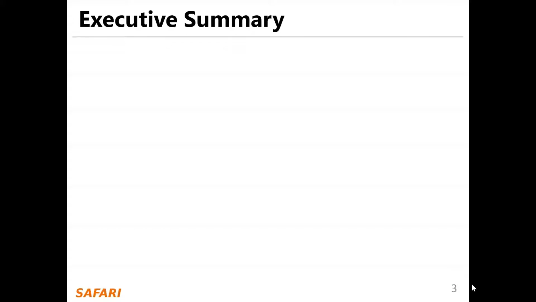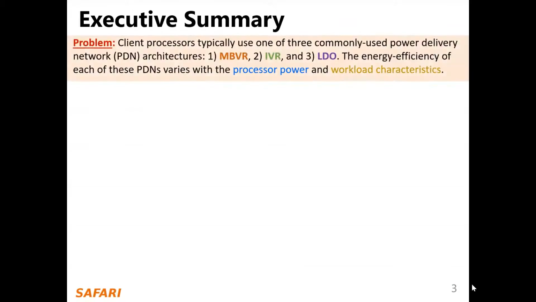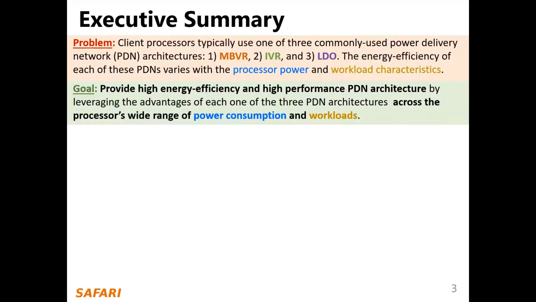First, I will give a high-level overview of the talk. Client processors typically use one of three commonly used power delivery network architectures: motherboard voltage regulators, integrated voltage regulators, and low-drop output voltage regulators. The energy efficiency of each of the three PDNs varies with processor power and workload characteristics. Our goal is to provide a high energy efficiency and high performance PDN architecture by leveraging the advantage of each one of the three PDN architectures across the processor's wide range of power consumption and workloads.